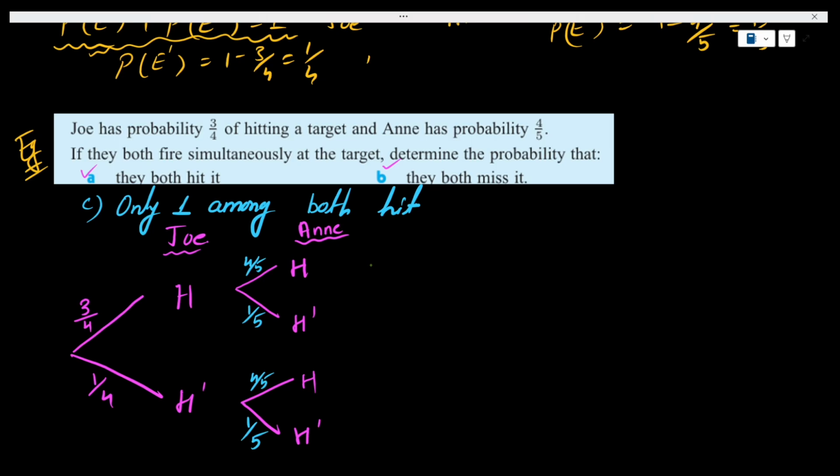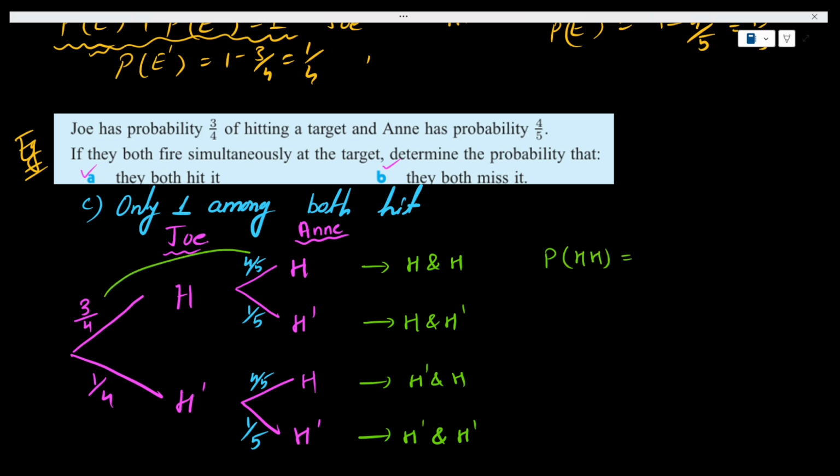Now you have to understand here, first, this means hit and hit, right? Then here if you see, hit and not hit. Then here not hit and hit are the outcomes, and here they both did not hit the target, right? So you can see that the AND rule is there. That is why when we are writing the probability of both hitting the target, we multiply this.